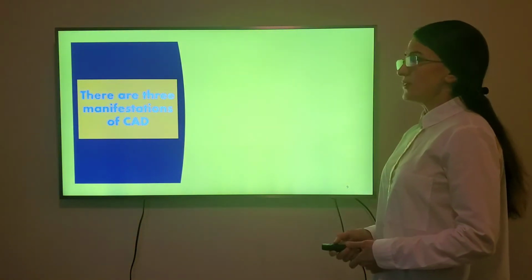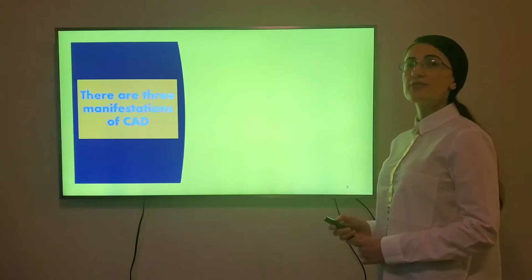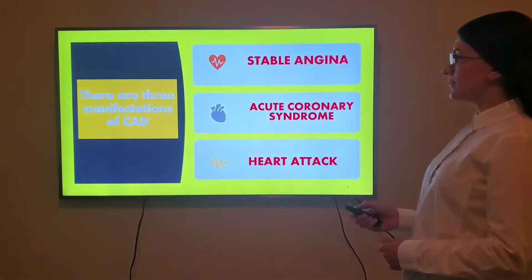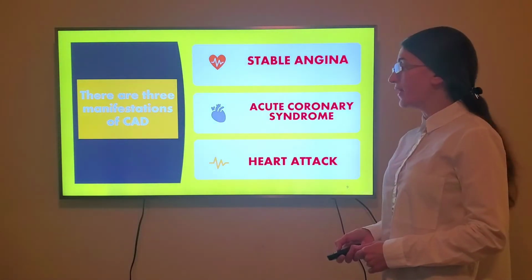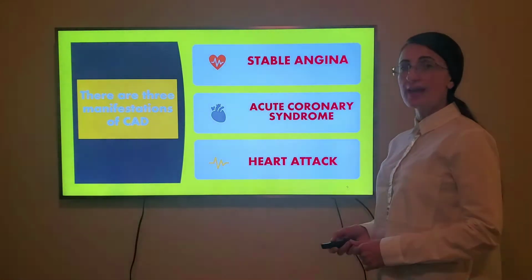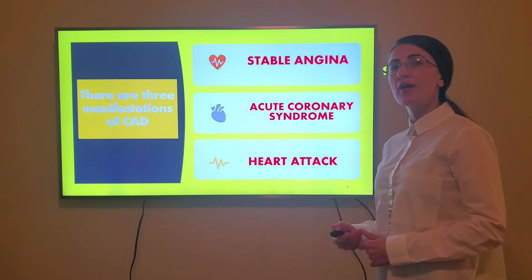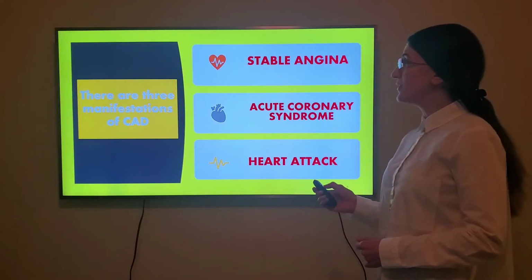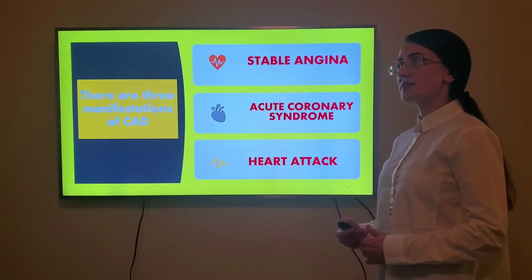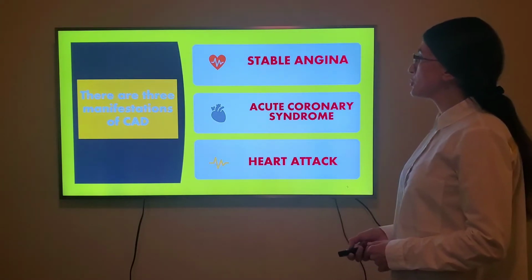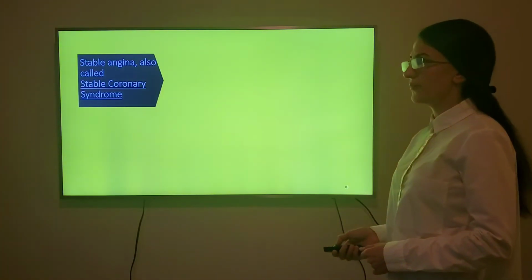There are 3 manifestations of coronary artery disease. The first one, stable angina. The second one, acute coronary syndrome. And the last one is heart attack. The manifestation depends on how these arteries are diseased. So depending on how the arteries are diseased, they give this manifestation. I would like first to talk about stable angina.